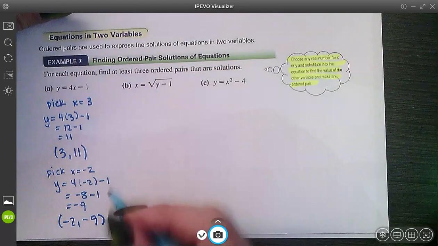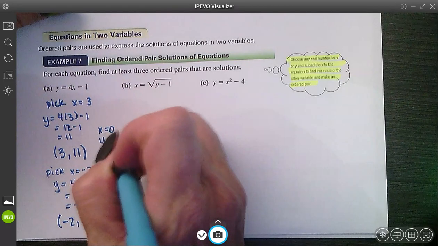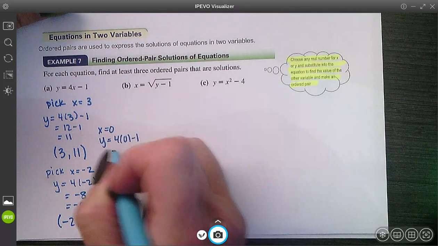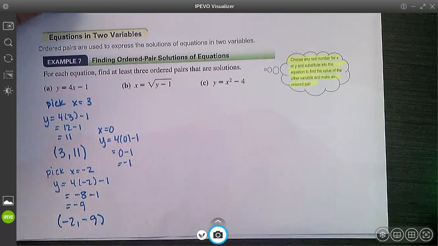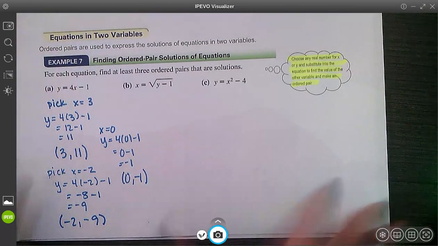And then maybe 0. If I pick x equals 0, then y would be 4 times 0 minus 1, which is negative 1. So that ordered pair would be 0, negative 1.